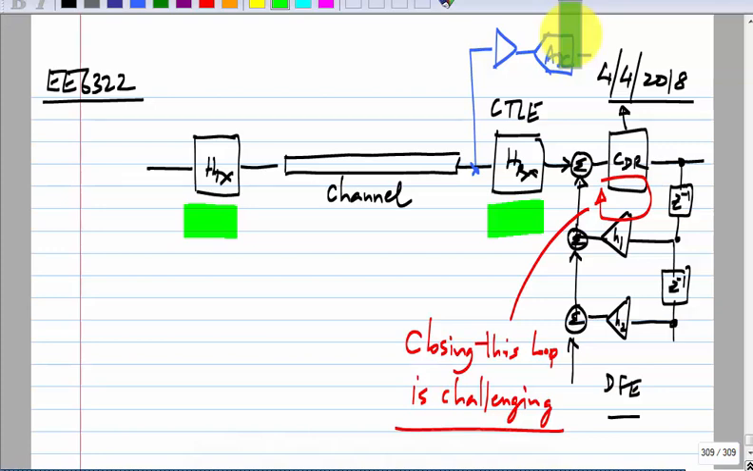Any questions about this? Like I said, if we have time, we'll also look at ADC-based serial links.